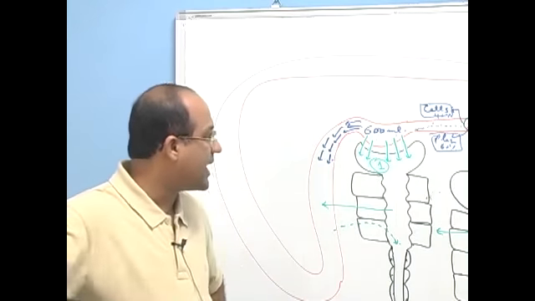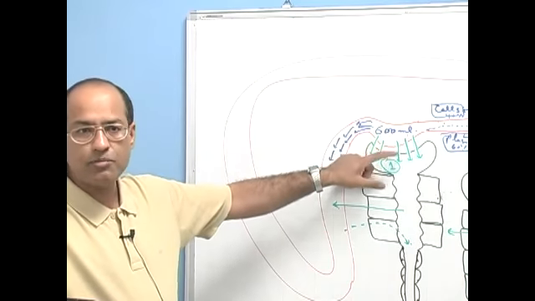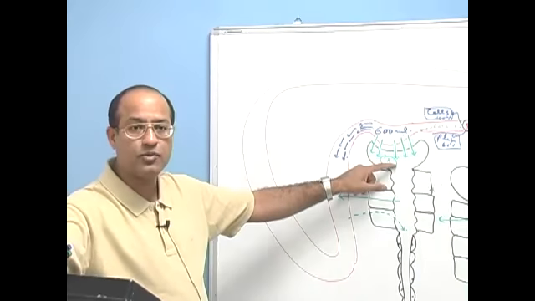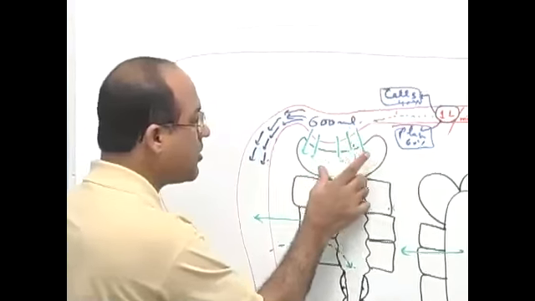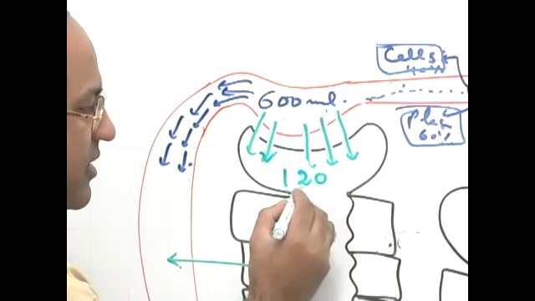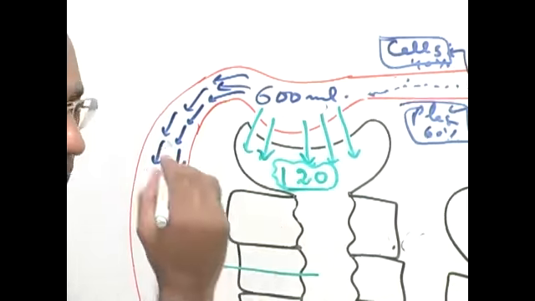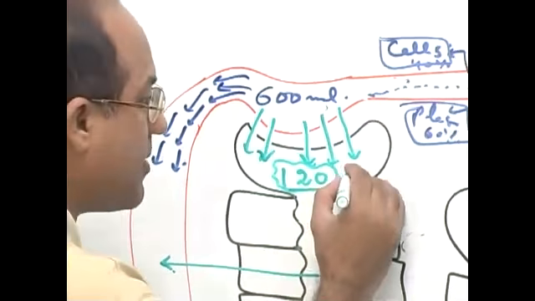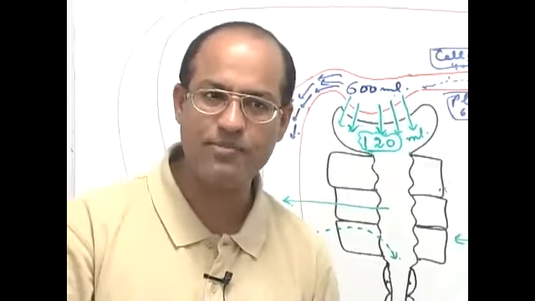Now again, how much will be filtered? 20%. Out of 600 ml, if 10% is filtered, it means every minute 60 ml is filtered. If 20% is filtered every minute, how much is filtered? 120 ml. So all of you must know how much filtrate appears in the Bowman capsule every minute. 120 ml per minute. We also call it glomerular filtration rate, GFR.